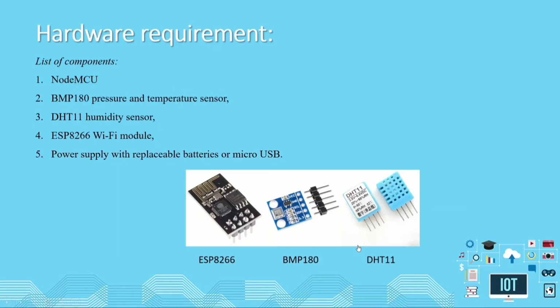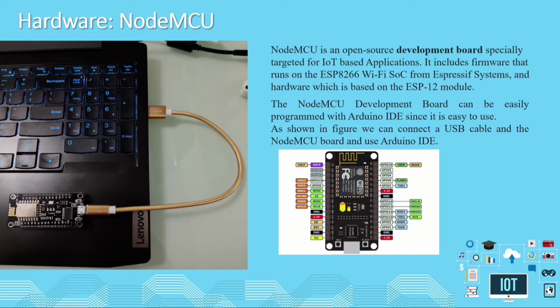So now I'm going to talk a little bit about the hardware requirement. The hardware requirement is NodeMCU, the BMP 180 pressure sensor, DHT 11 humidity sensor, and the Wi-Fi module is inbuilt in the NodeMCU. Also, we require a power supply with the micro USB, so we can just upload the data to the NodeMCU and we can place the weather station wherever we want.